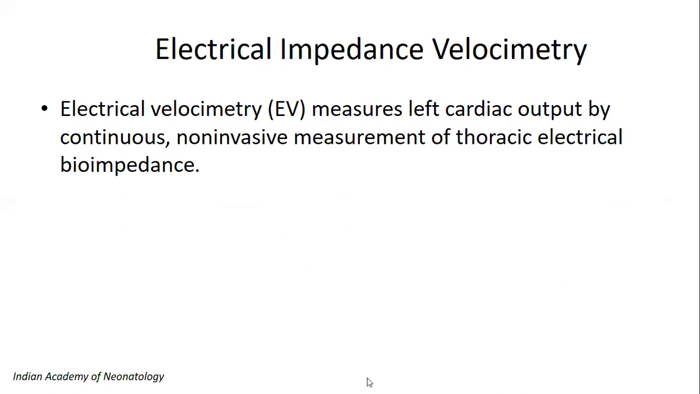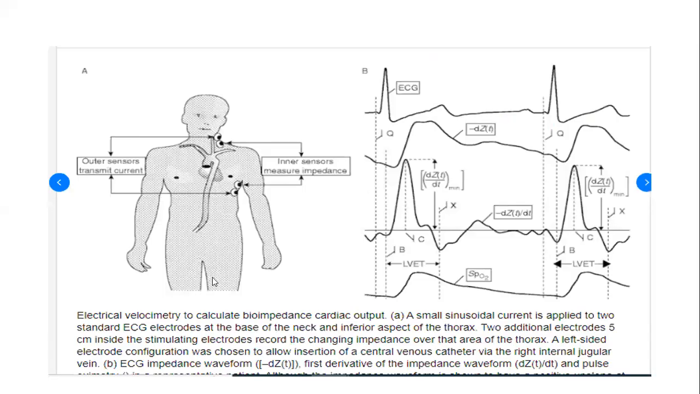Another novel but rarely used technique is left ventricular impedance velocimetry. This measures left cardiac output by continuous, non-invasive measurement using the thoracic electrical bioimpedance formula. They attach electrodes, an inner sensor and an outer sensor. The outer sensor transmits the current and the inner sensor measures the impedance. We get a graph like this, and then they evaluate it with the formula. This is very rarely used in units, so we need not change our practice.